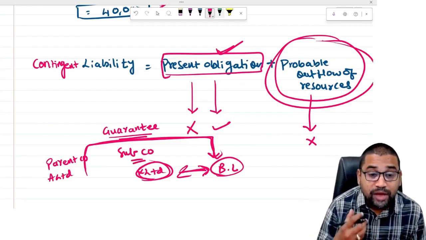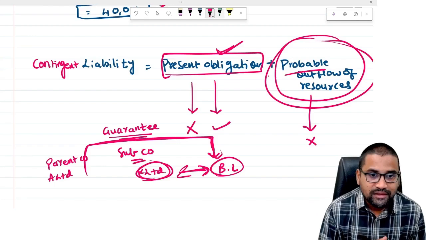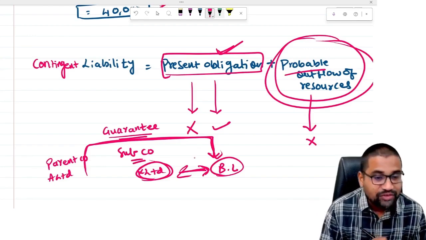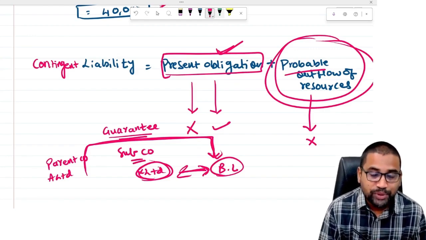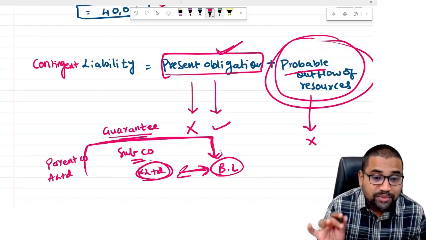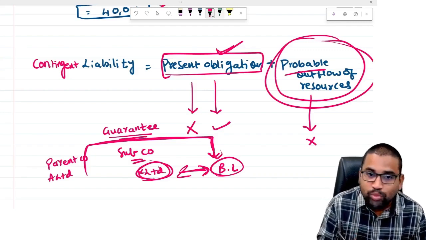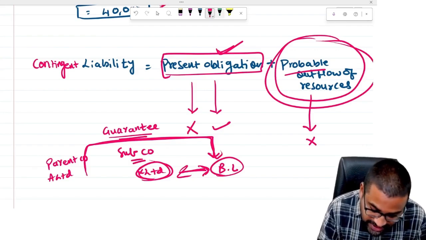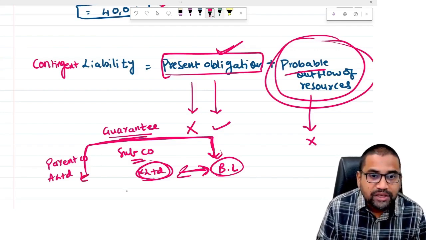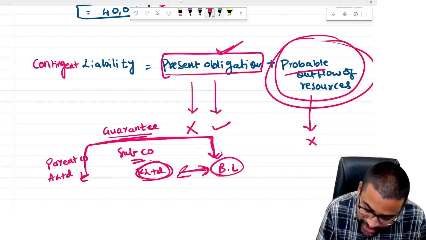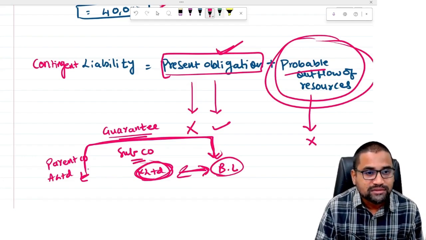As of now you should be able to tell what is probable. Probable means more likely. You cannot say, sir, anyway we have given the guarantee, someday if they don't pay, we need to pay. Not someday. You tell me, on this balance sheet, is it more likely that any amount will flow from the parent company? The answer is no. Because as long as our subsidiary company is making the payment, the parent company is not liable.